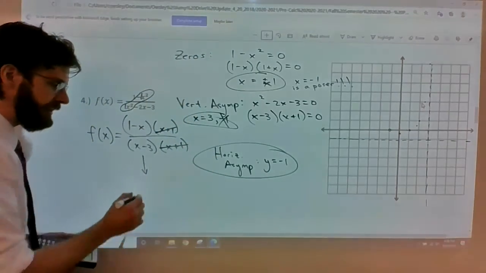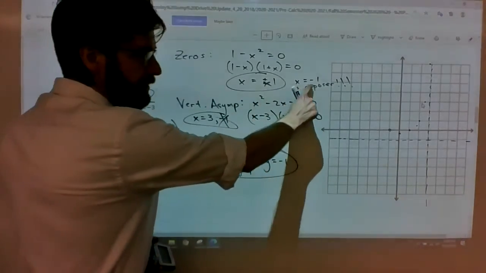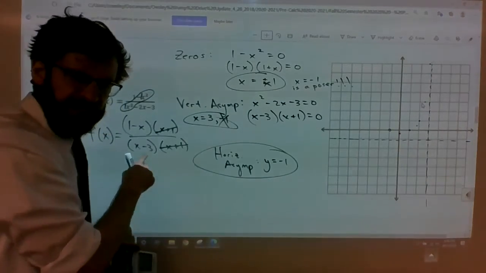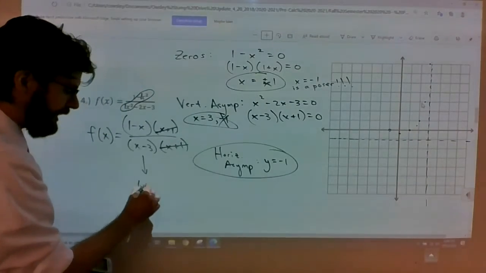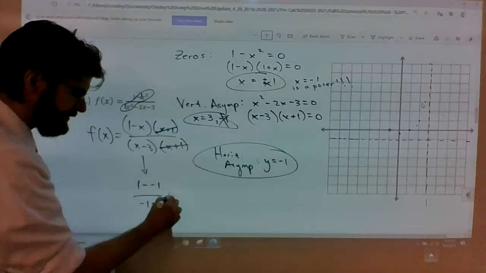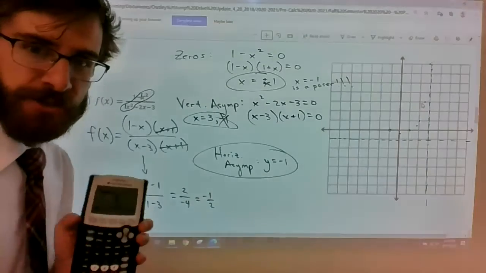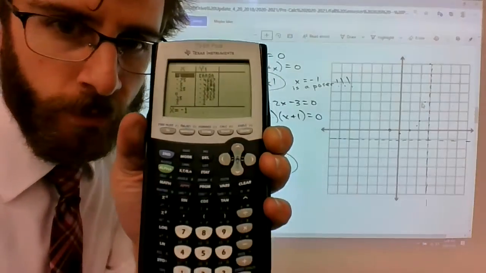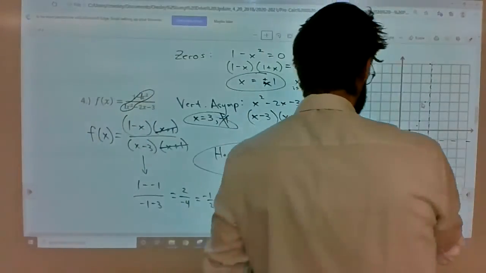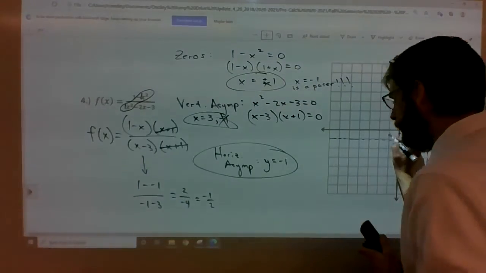You see this function right here? We could plug in where the poser is into this reconfigured function. What's 1 minus negative 1 over negative 1 minus 3? It's negative half. Yeah, so this error right here, that should be y equals negative 1/2. So the hole in the graph is at negative 1, negative 1/2.